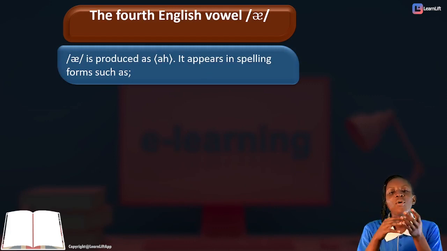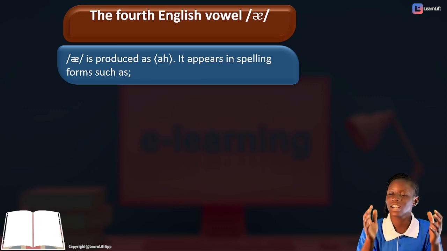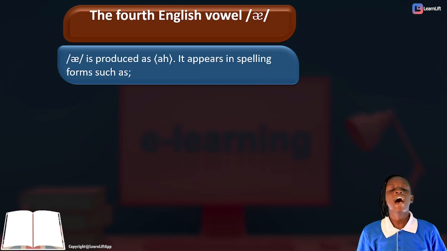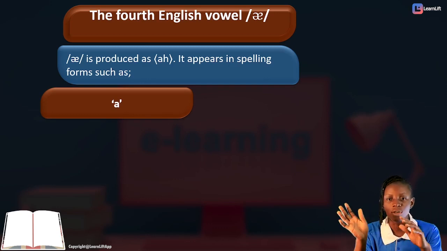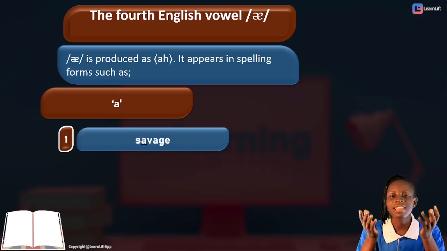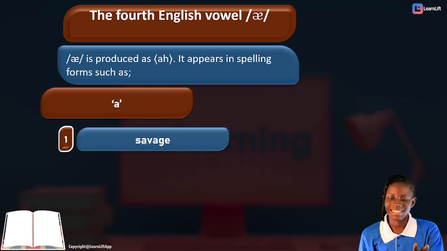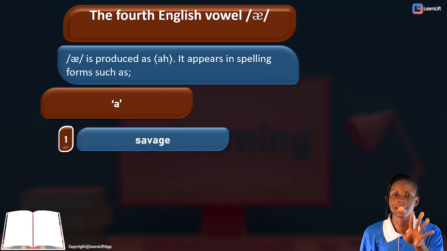You may be asking yourself, what are the instances, or how will I know when this vowel appears in words? Then this will do the trick. We have the first spelling form to be A. So majority of words in English that have letter A in them have the R sound. An example is savage. There are two A's here, and the first A is underlined. That means the R sound falls over the first A and not the second A.